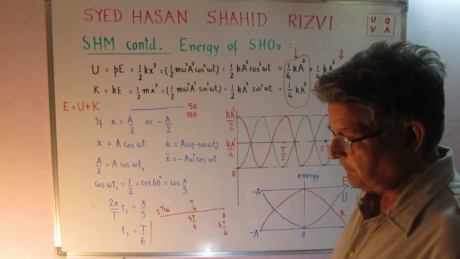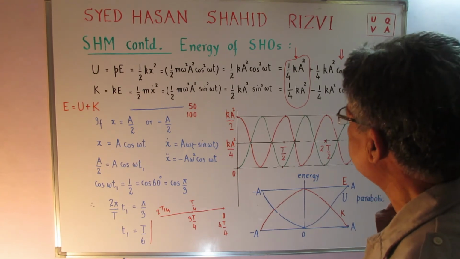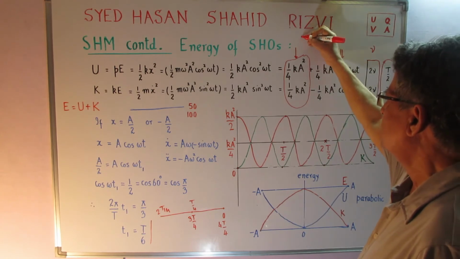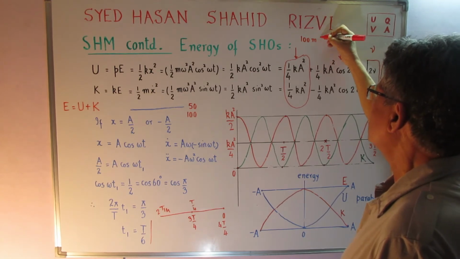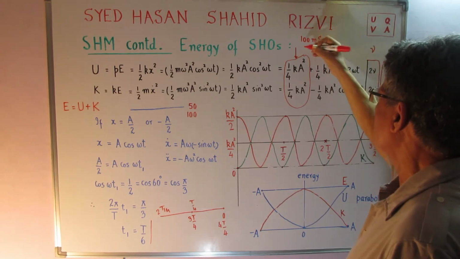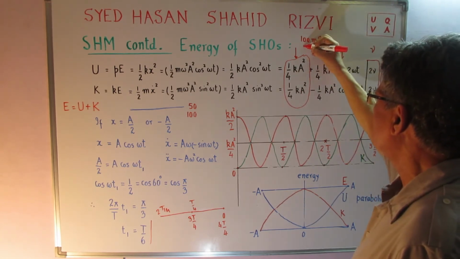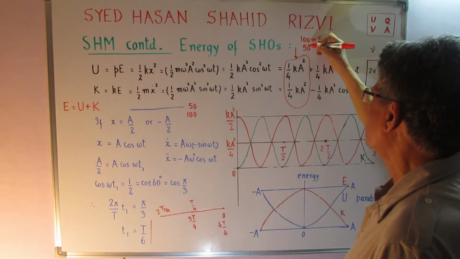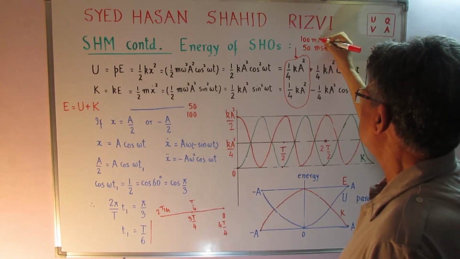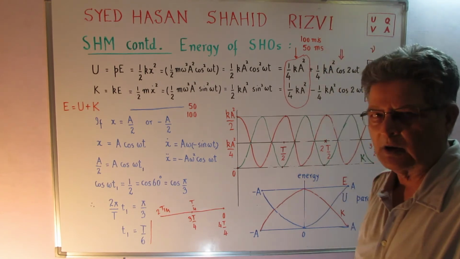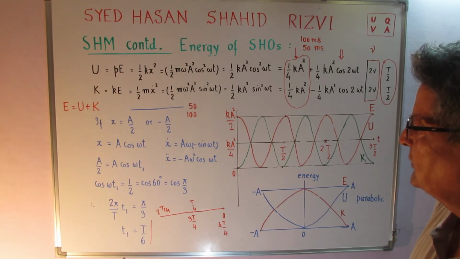Okay, so if the simple harmonic motion has a time period of 100 milliseconds, the time period of the associated part, which is time dependent, will become 50 milliseconds. I'm sorry, it should not be capital S, it should be small s. The second is represented by small s. Anyway, so we have been able to obtain this.